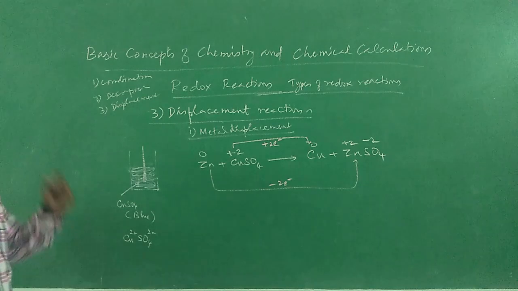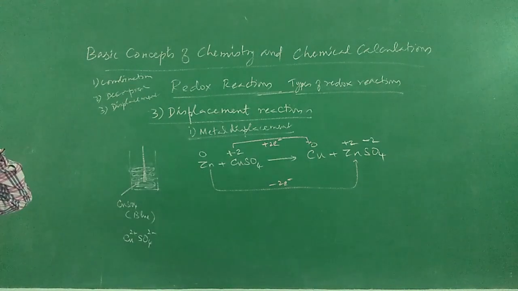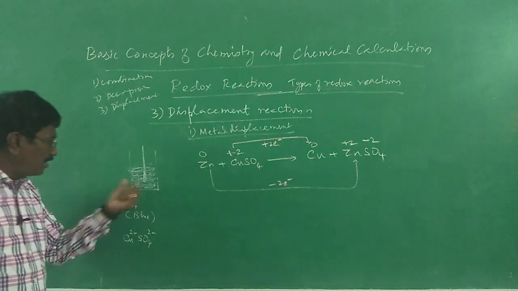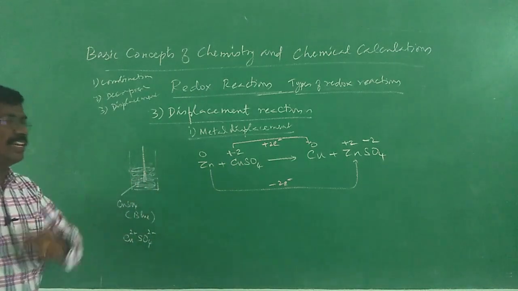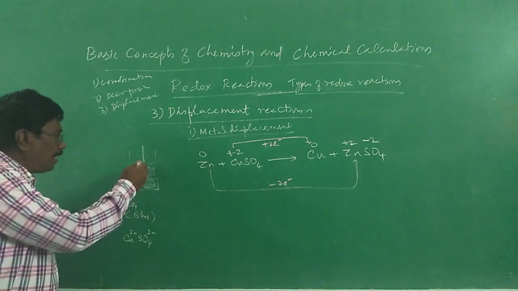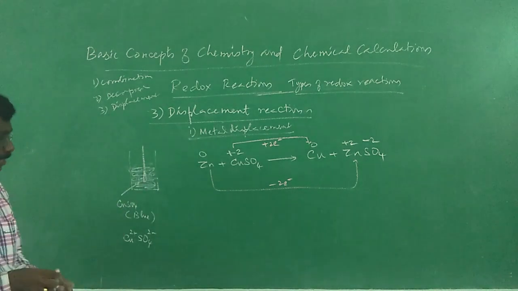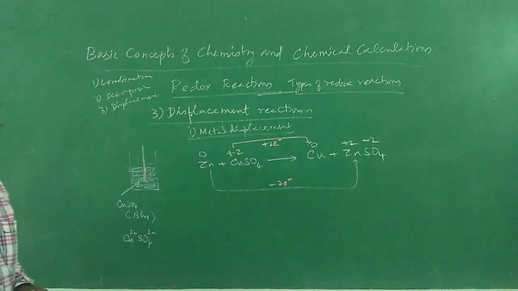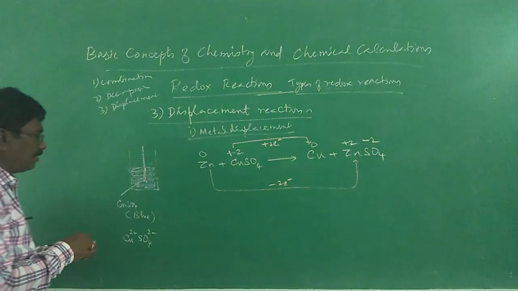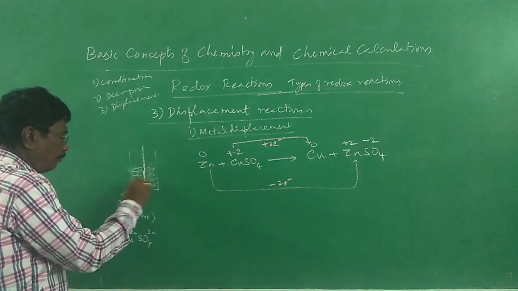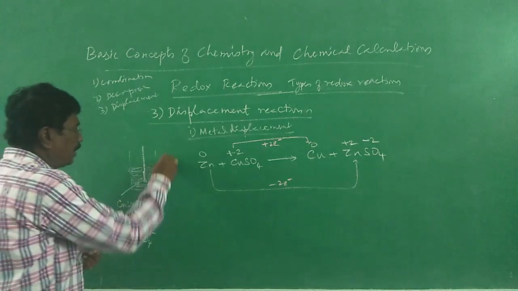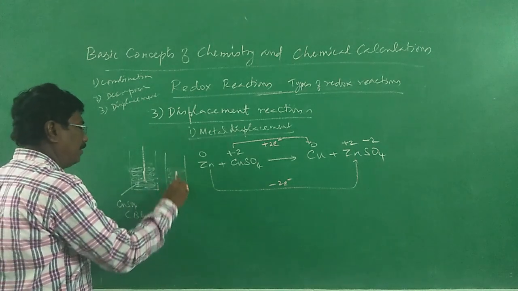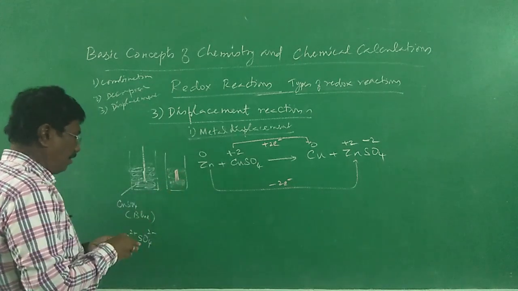Zinc is getting oxidized. So compared to copper, zinc can easily lose electrons. Therefore it is losing. The blue color disappears because it becomes zinc sulfate. It is colorless. When copper is deposited, it becomes reddish brown. It is becoming reddish brown because of deposition of copper. After some time, earlier it was zinc with blue colored solution. Now it has become a colorless solution with the deposition of copper. Deposition of copper here. All right.